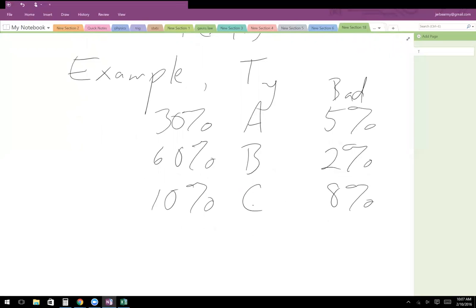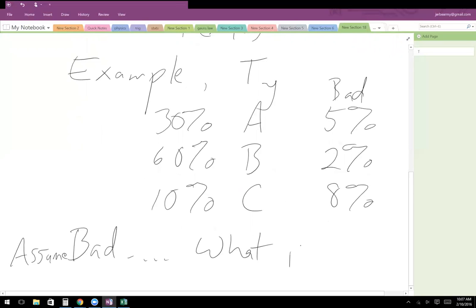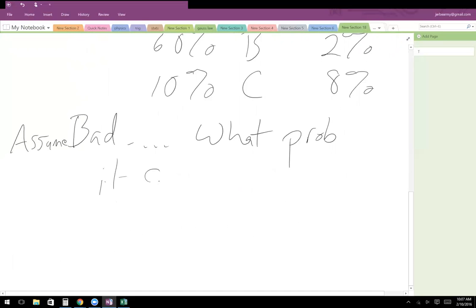But then the question comes up: let's assume he gets a bad shipment and he's planning for the worst. He wants to know what's the probability that it came from, say, company B or something like that. Most worst case scenario type things are going to be using Bayes' theorem in the real world, and worst case scenarios are a big part of planning your business. So that's why it's useful.